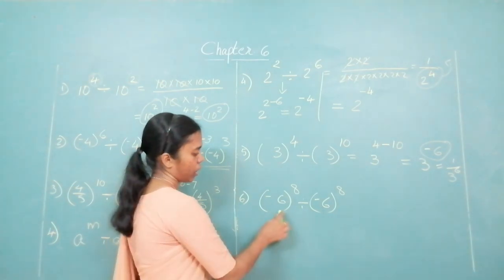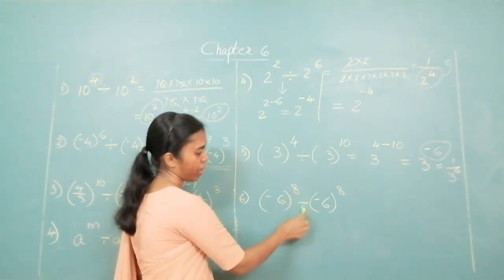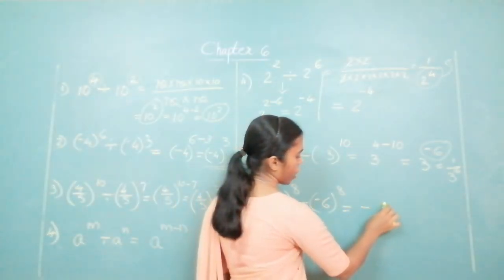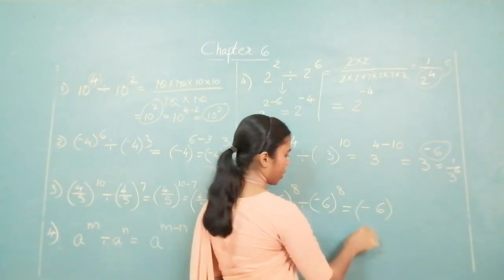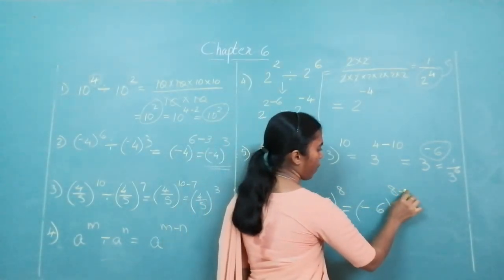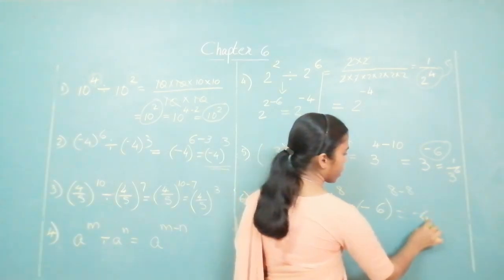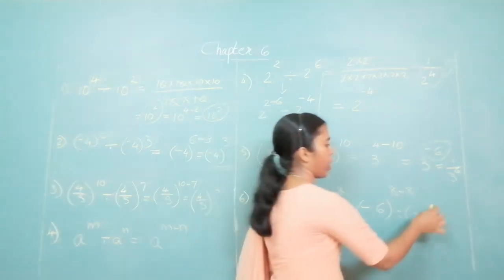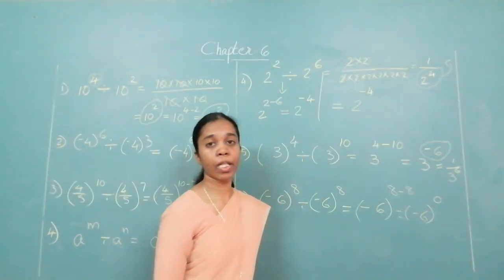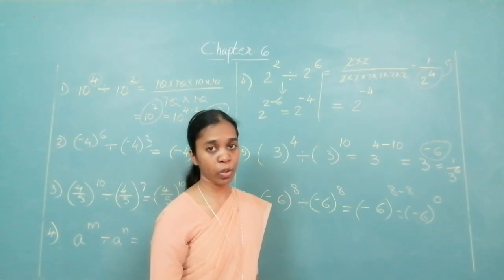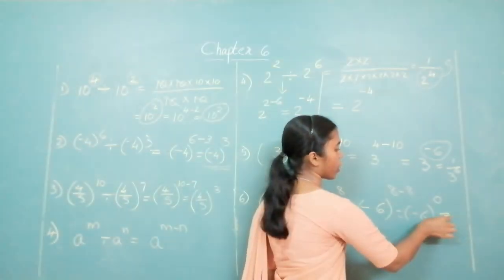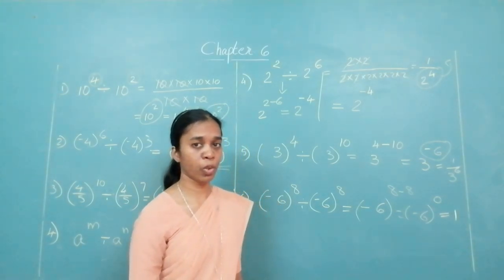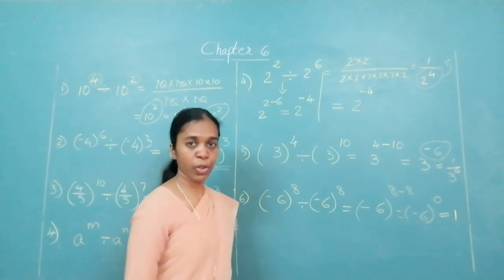Look at this question. Minus 6 raised to 8 divided by minus 6 raised to 8. What do we have? Write the base as it is: minus 6, 8 minus 8. Minus 6 raised to 8 minus 8. Answer is 0. And we have learned that anything raised to 0, that is a raised to 0, the answer is always equal to 1. I suppose this is clear to you.